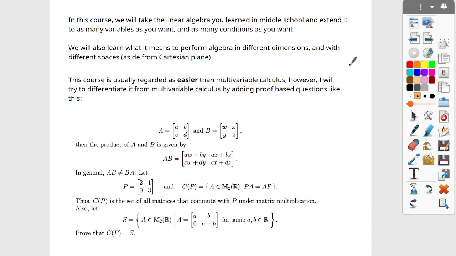But I'm gonna try to make it maybe equal in difficulty to multivariable calculus by adding proof-based questions like this. Now, if you can solve this, you probably don't need to take linear algebra, because I haven't really solved it yet. I haven't tried solving it yet, but I will probably soon. But anyways, I'm gonna add proofs in this course because this course is really the first proof course that you will see if you are in college.